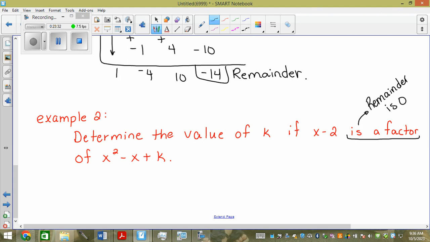So what the heck does that mean? That means my input comes from here. My input is x equals what? 2. My output is y equals what? 0.